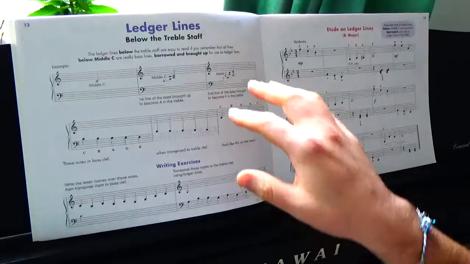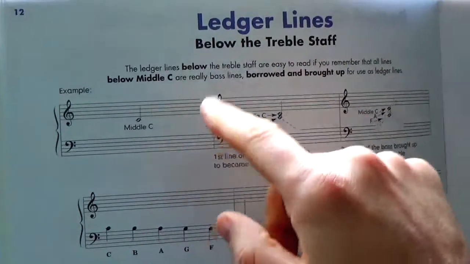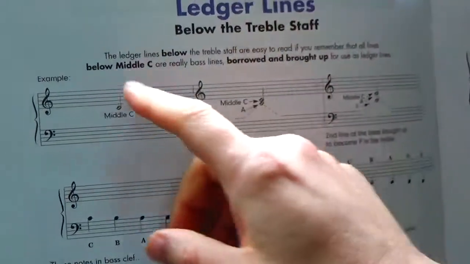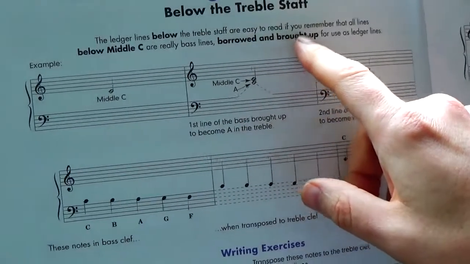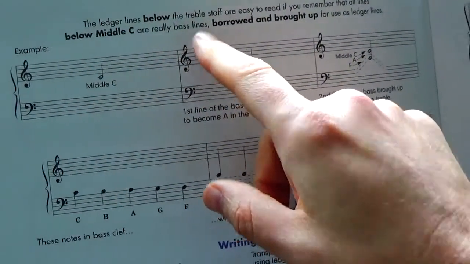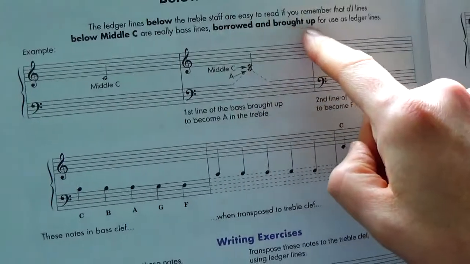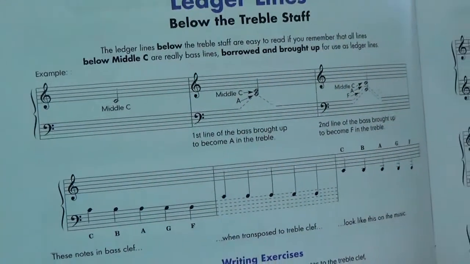Let's read together the explanation on page 12 about the ledger lines below the treble clef, the treble staff or treble clef stave. The ledger lines below the treble staff are easy to read if you remember that all lines below middle C are really bass lines, borrowed and brought up for use as ledger lines. Let's try to understand what that means.